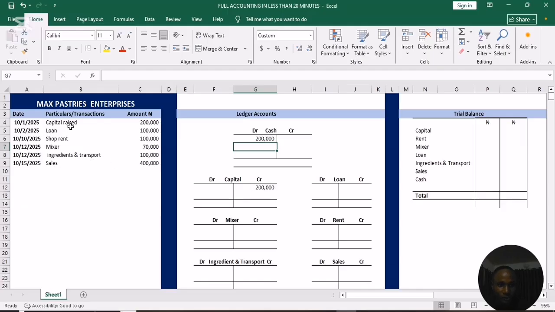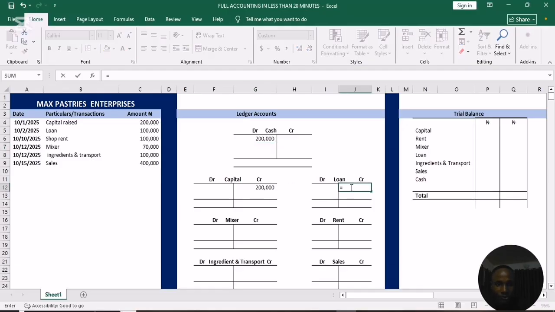So the next, the loan. Like we all know, a loan is supposed to bring in cash. So this is the loan ledger account. We have our equal to right here, then hit enter. Correct. So let's make the corresponding debit entry. We get to the cash, then hit our equal to, then hit the loan amount. Good. So the next, we have shop rent.